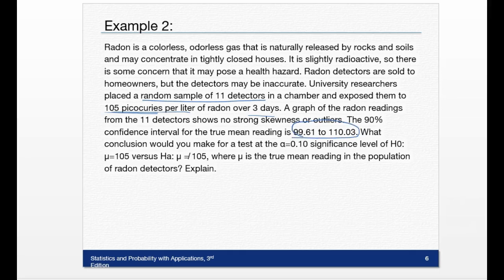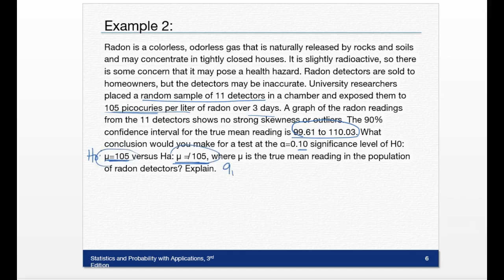So there's our confidence interval. That's the range of values it could be. What conclusion would you make if you were making a test at the alpha equals 0.10 significance level with the null that the mean is 105 and the alternative is not equal to 105, where mu is the true mean reading in the population of radon detectors? All right, so this is our null, and this is our alternative, we're trying to find evidence that it's not 105.